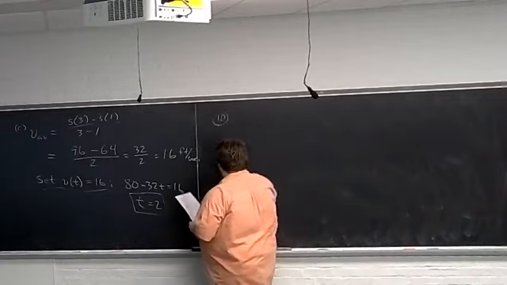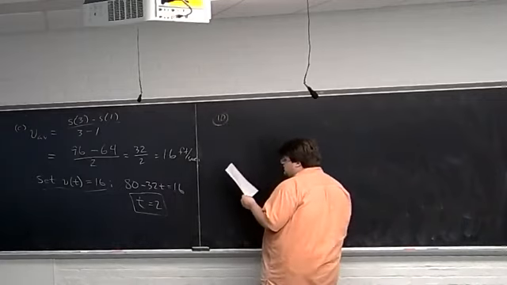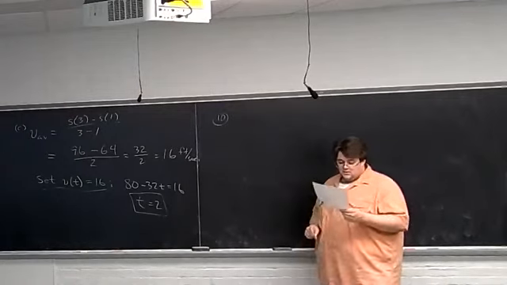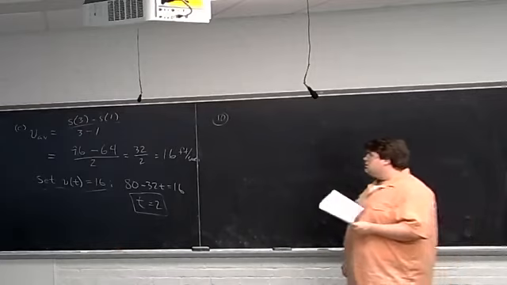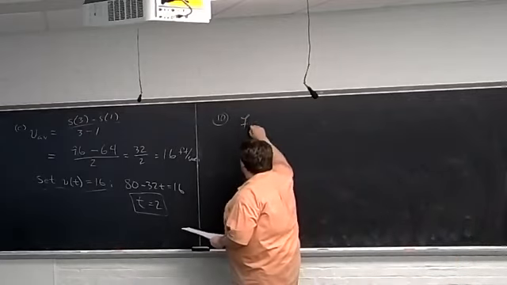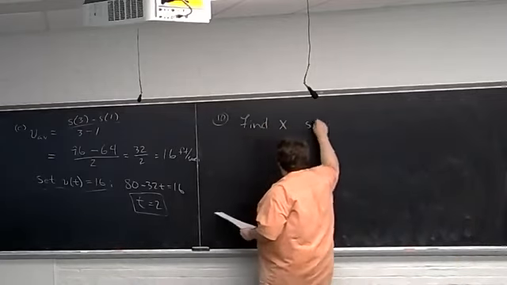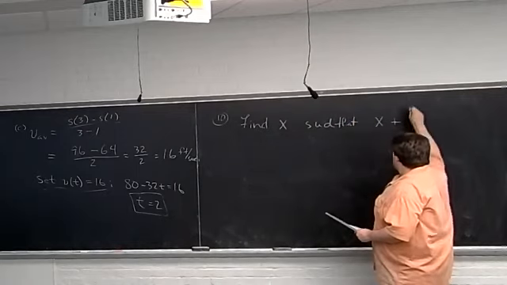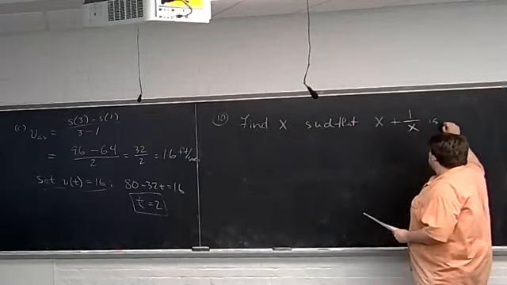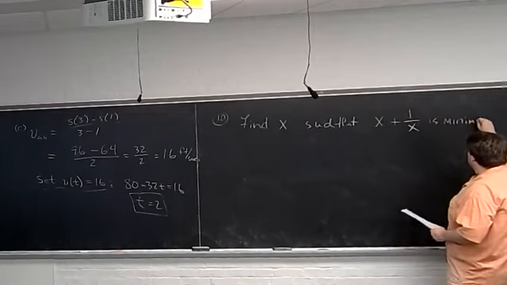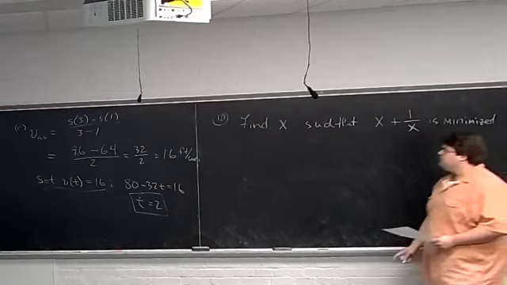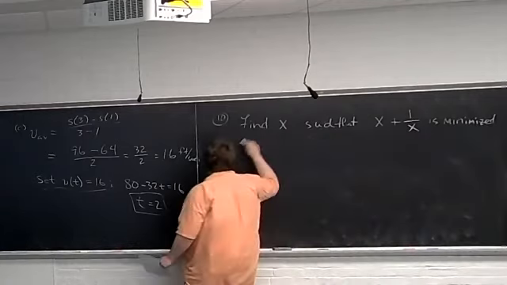Number 10. Find the positive number such that the sum of it and its reciprocal is minimized. Optimization. Find the positive number. Let's call it x. What does the question say? Such that the sum of it and its reciprocal is as small as possible. Such that x plus 1 over x is minimized. Well, we have our function. Find positive x, it should say.